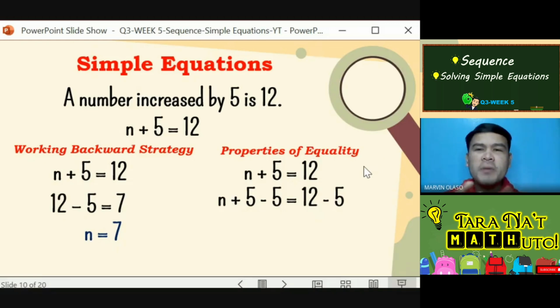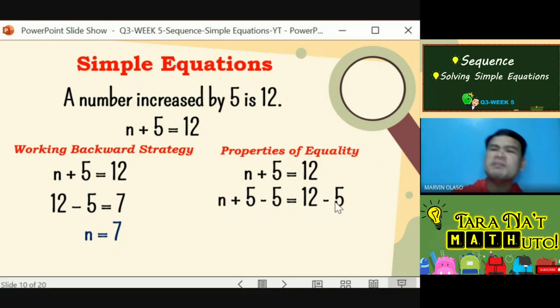Pag sinabi natin properties of equality, ito yung by adding, or by subtracting, or multiplying, or dividing the same number to both sides of an equation, the result is also equivalent to the original equation. Walang nagbabago, no? Kahit mag-add ka pa, basta same number. For example, dito, in-apply natin yung subtraction property of equality. So, we have minus 5. Nag-subtract tayo both sides ng minus 5.